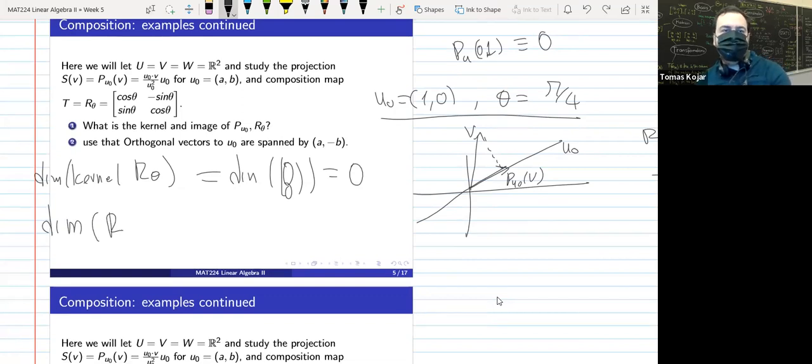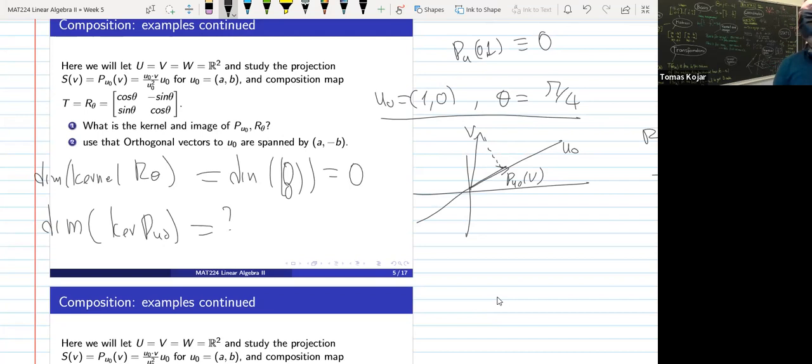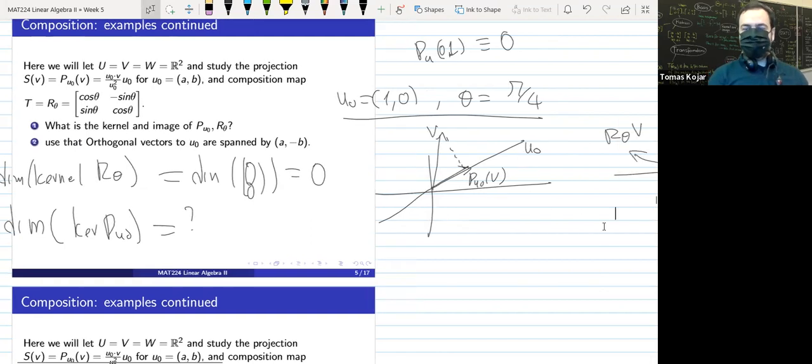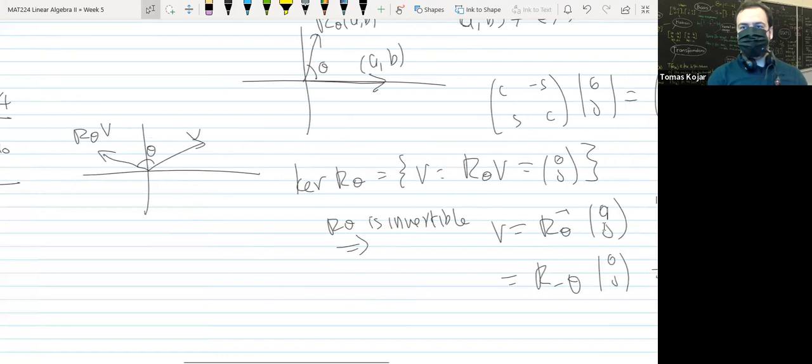But I should do it regardless. Kernel of projection. So, any guesses? Is it 2? Is it 1? Is it 0? What's the dimension of the kernel? Yeah. What is it? Why 0? But then the question is, what's the dimension of that space?